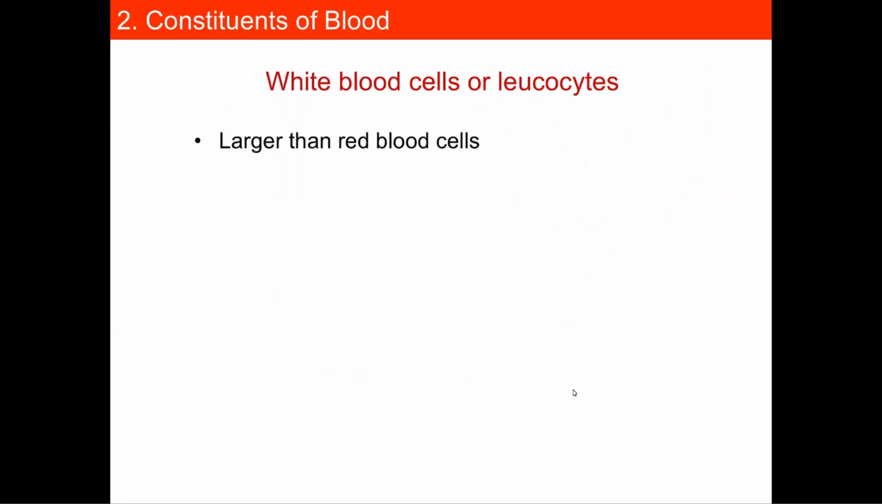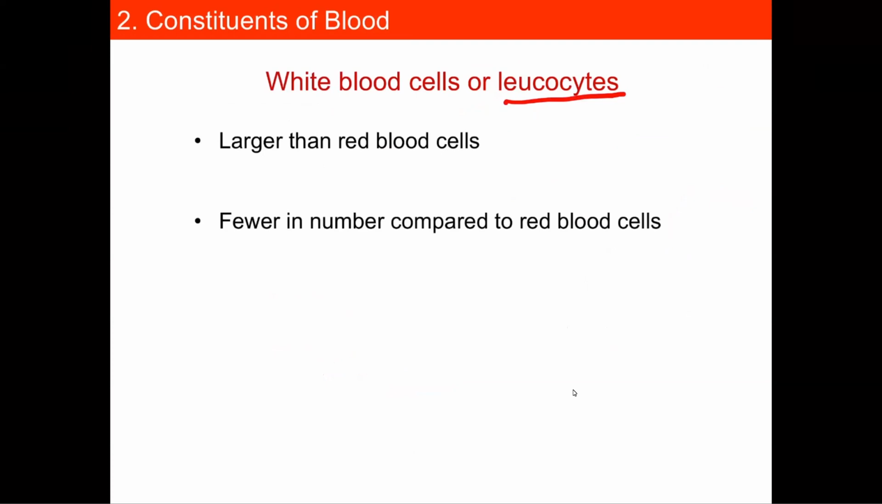Now we move on to your white blood cells, or your leukocytes. Leukocytes are just another word for your white blood cells. They are larger than your red blood cells, and they are fewer in number. Remember that your red blood cells are 99%, so white blood cells are approximately 1% of the cells in blood.